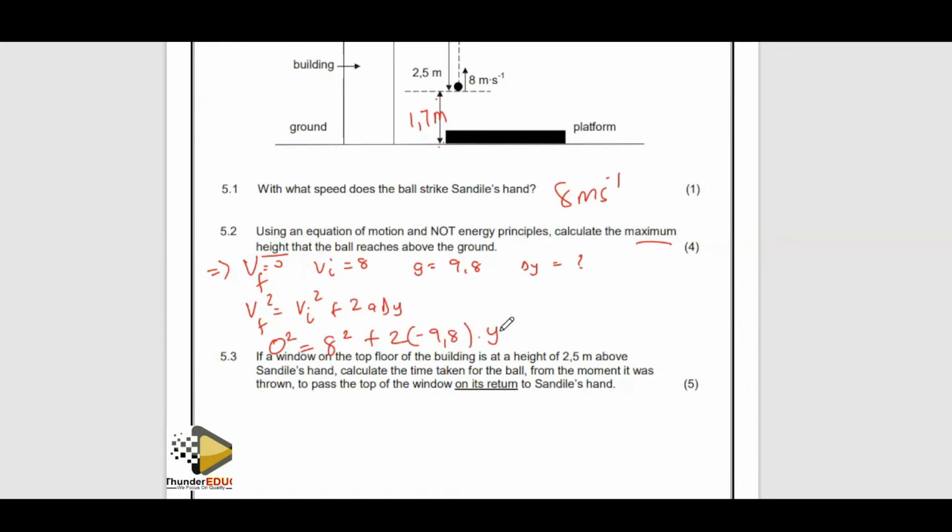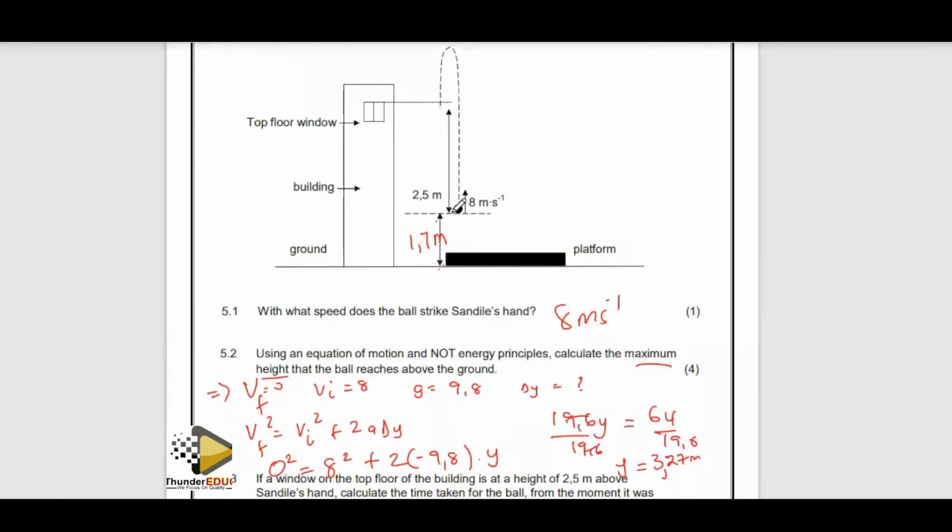So 2 times 9,8, that's 19,6. I'm gonna transpose it that side. So 19,6y is equal to 8 squared, which is 64. Then I divide by 19,6. Okay, 64 divided by 19,6, I'm getting 3,27. 3,27 meters. That is from the point of projection. Okay, from here, or from wherever Sandile is, up to there.